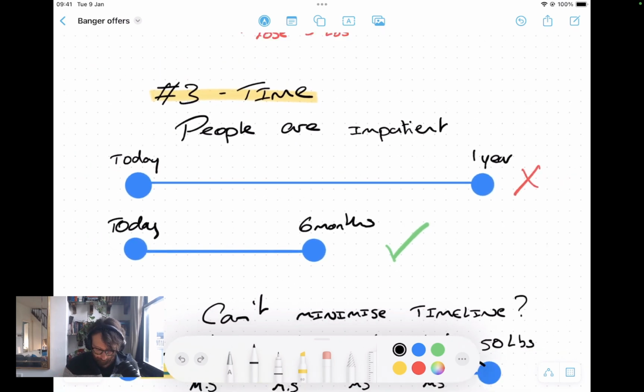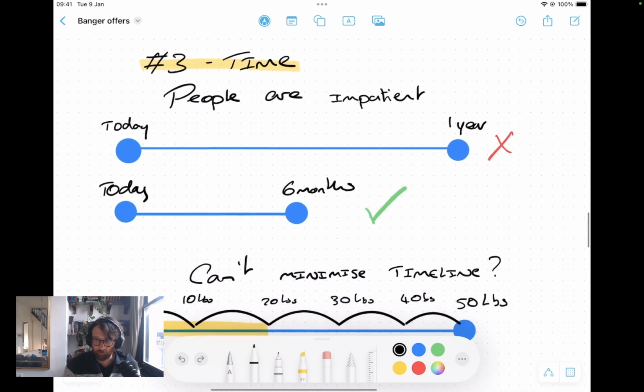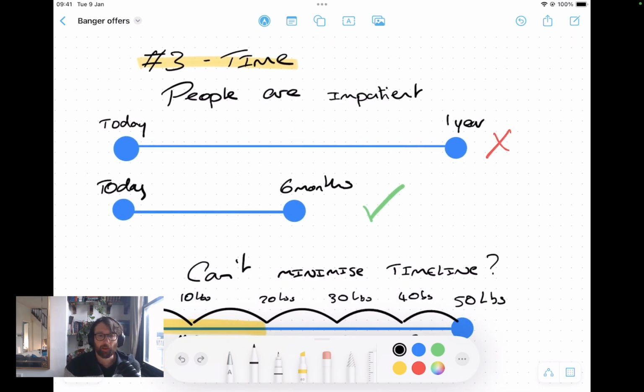What happens though if you can't minimize the timeline? Because a lot of things can't. Like losing £50 or making $1 million. I can't say to you right now, if you want to lose £50, I'll help you lose £50 in a week. It's not going to work.